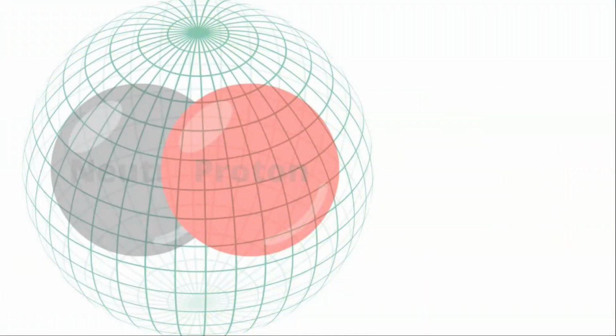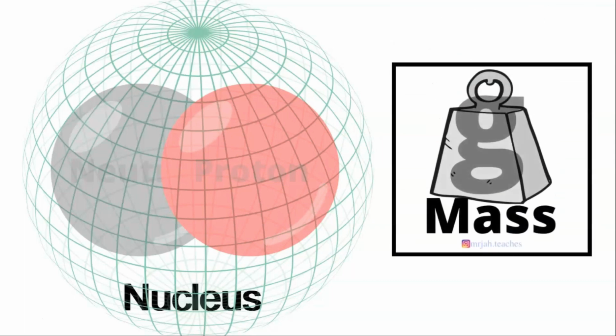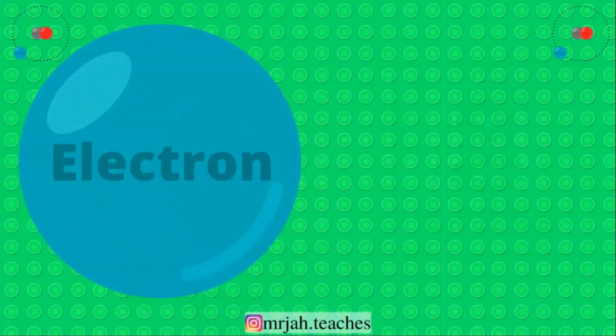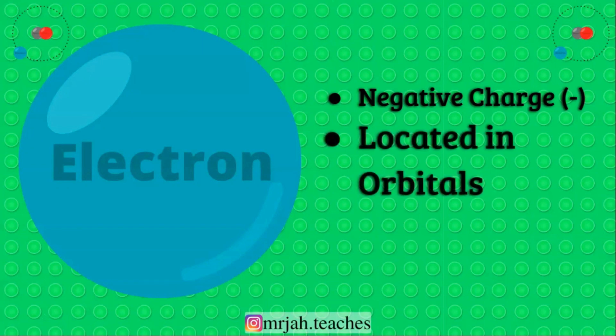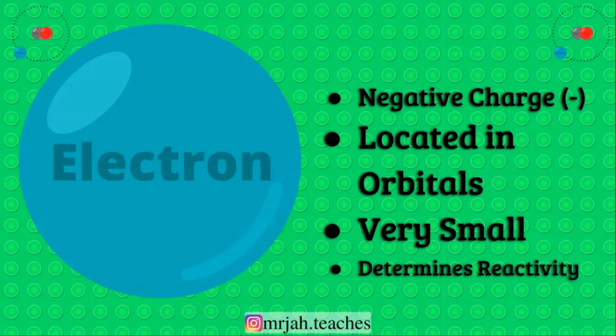So protons and neutrons are located in the nucleus. And the nucleus determines the mass of the atom. Now, electrons have a negative charge. They're located in something called orbitals, and they are very, very small. Electrons determine the reactivity. So protons determine the identity, and electrons determine the reactivity.